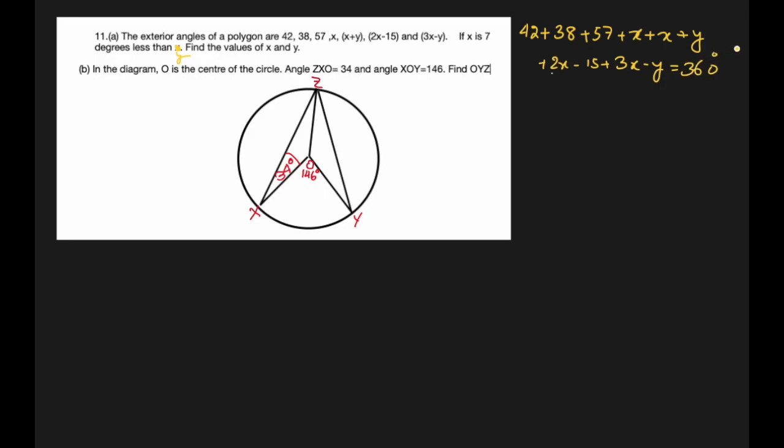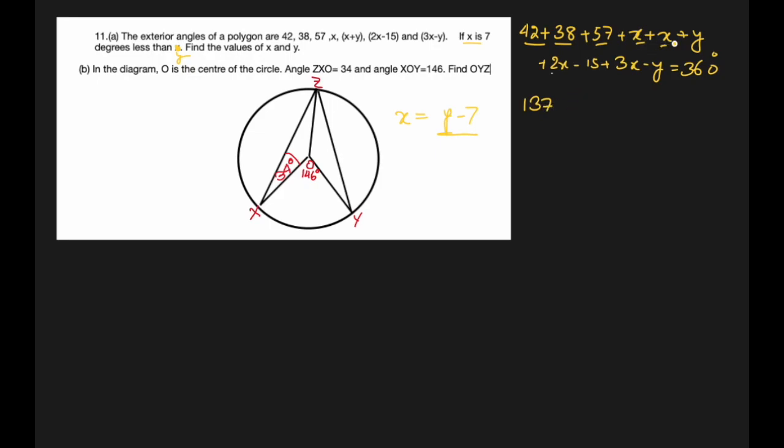Now they have given us a situation that x is 7 less than y. So x is y minus 7. So let's substitute this relationship here. 42 plus 38 will be 80, plus 57, 137. I will add the numbers.